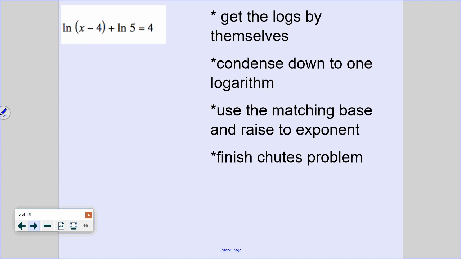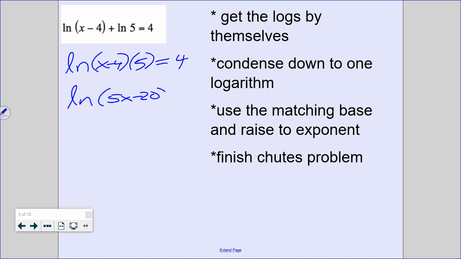So ln just deals with what? Base e. We're not going to distribute, we're going to combine them. It's addition, so we make it multiplication. x minus 4 times, oh, I see what you mean, Ellie. Ellie was ahead of us. We're multiplying, so sure, we can distribute that already if you want. So ln of 5x minus 20 equals 4. That's what Ellie meant by distribute. She was just a few steps ahead of us.